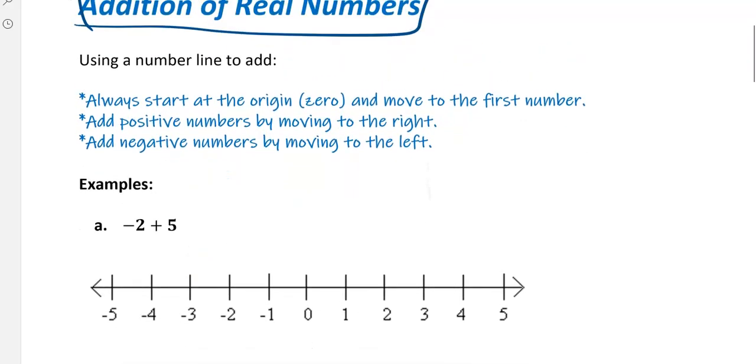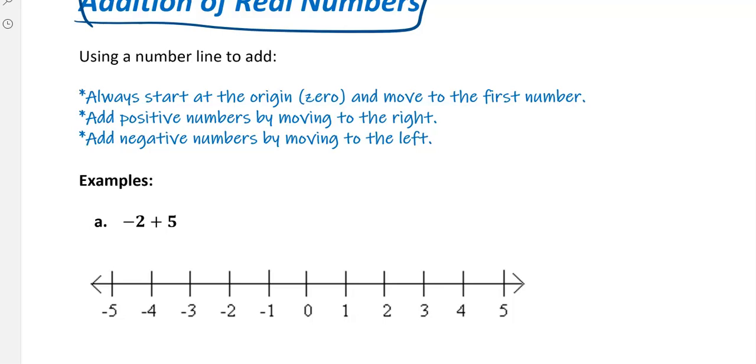So let's start off with our very first example here, -2 plus 5. All right, so the very first thing I'm going to do is start at 0, the origin. And first of all, I'm going to go to -2. There, now I'm at -2. And then I am going to add 5. So I'm going to move 5 to the right because I'm adding a positive. 1, 2, 3, 4, 5, and here is my answer. The answer is positive 3. So -2 plus 5 is positive 3.